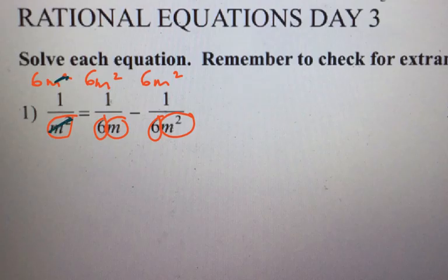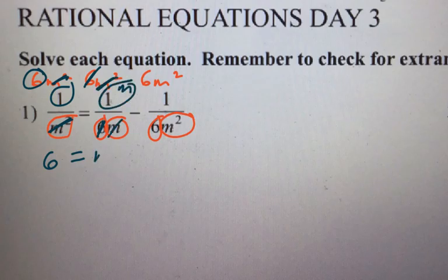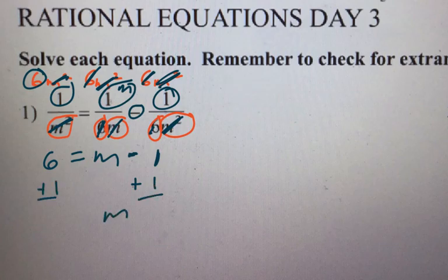Let's see what happens here. Well, the m squareds cancel, and I have 6 here times 1, which is 6, equals, here the 6 and m squared cancel, leaving 1 times m, which is m, minus, here, 6 and m squared cancel, and all I have is a 1 right there. As you can see, this one was simple. I'm going to add 1 to both sides. m is 7.